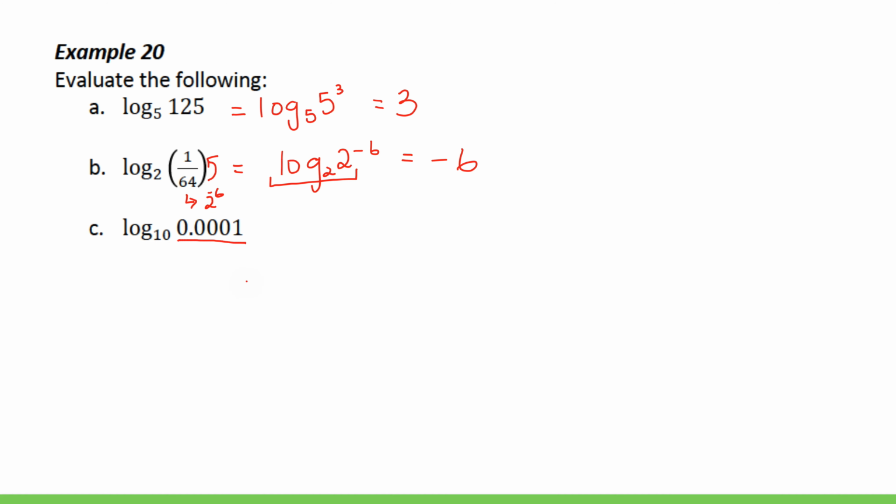Now, 0.0001 can actually be written as 10 to the power of negative 4, so think of your scientific notation. So that's log 10 of 10 to the power of negative 4. Log 10 of 10 is just 1. That leaves over negative 4.